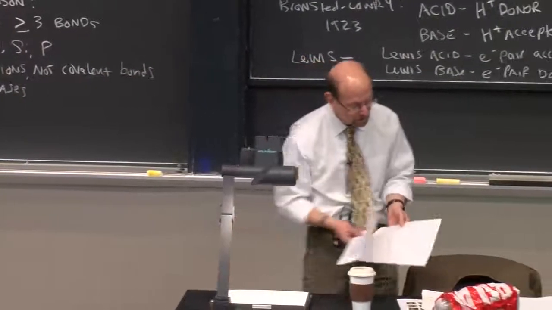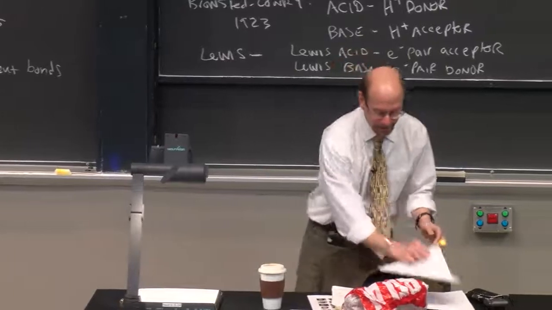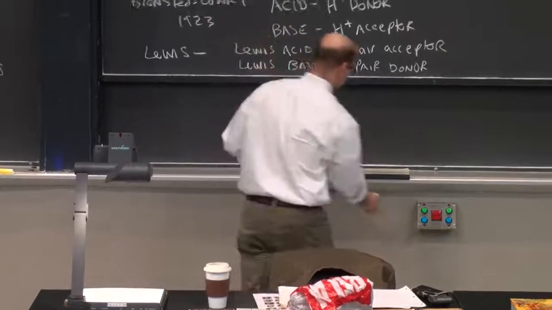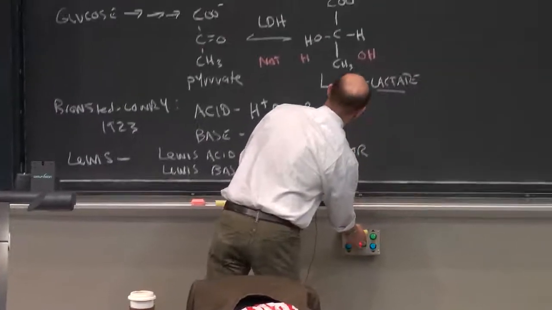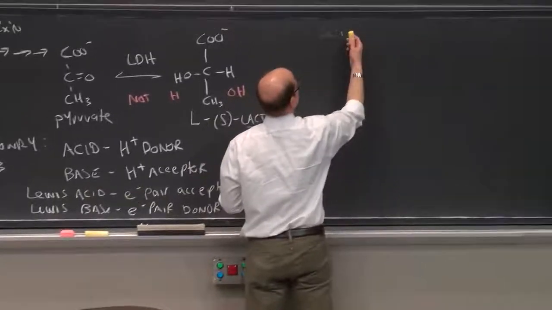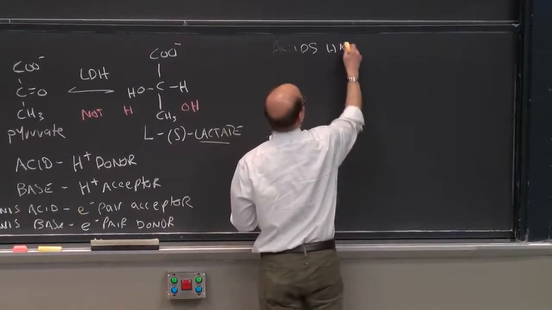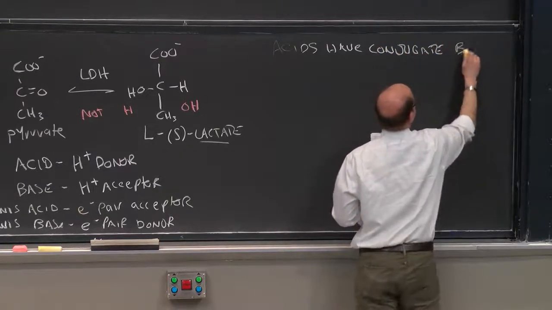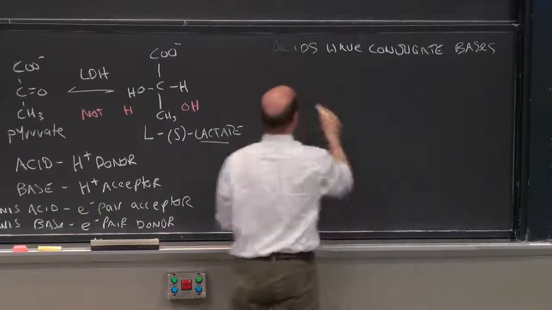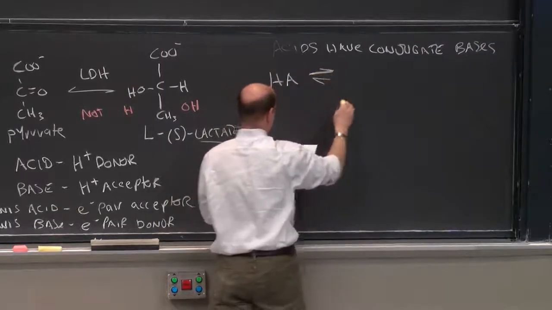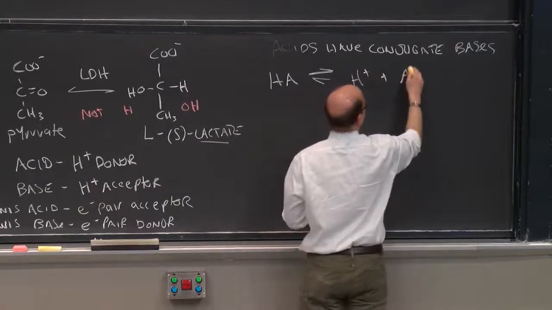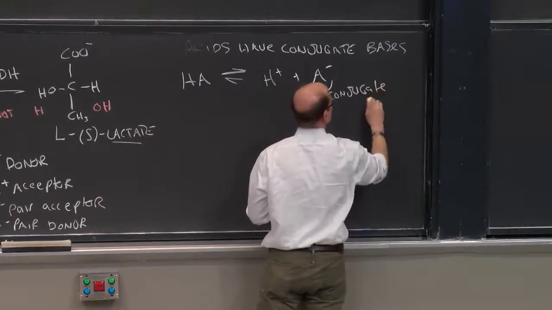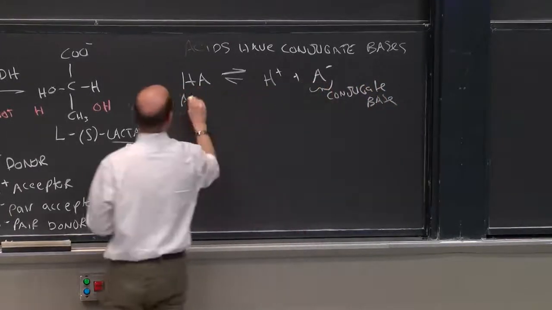Okay. Now, let's review very quickly a little bit about acids and bases. Okay. So let me remind you that all acids have conjugate bases. So if I consider any old acid, HA, this dissociates into a proton plus A minus, and this is the conjugate base. This, of course, is the acid.